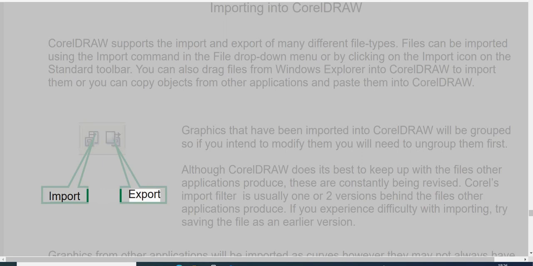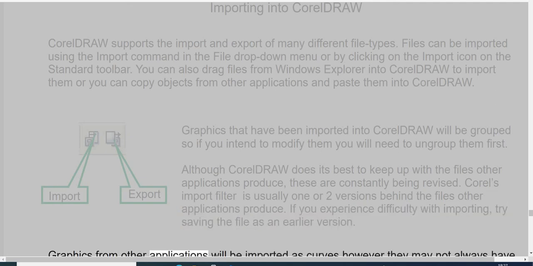Graphics that have been imported into CorelDRAW will be grouped, so if you intend to modify them you will need to ungroup them first. Although CorelDRAW does its best to keep up with the files other applications produce, these are constantly being revised. Corel's import filter is usually 1 or 2 versions behind the files other applications produce. If you experience difficulty with importing, try saving the file as an earlier version.